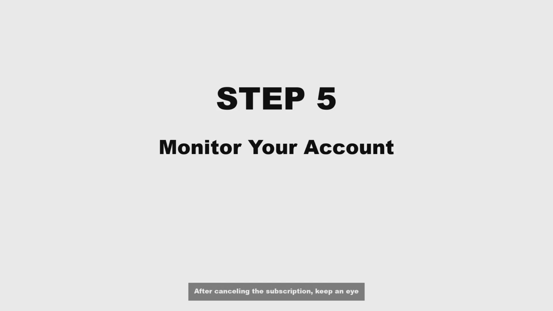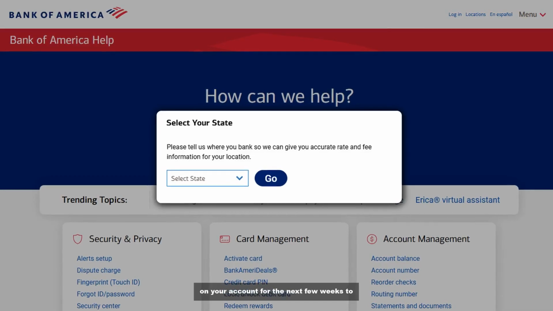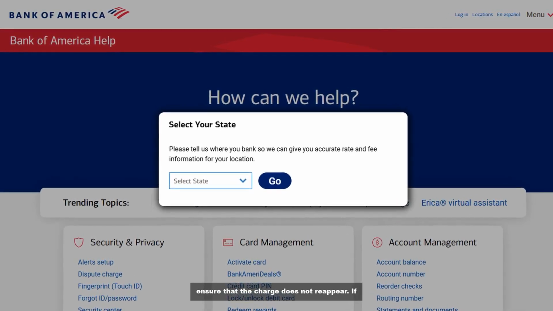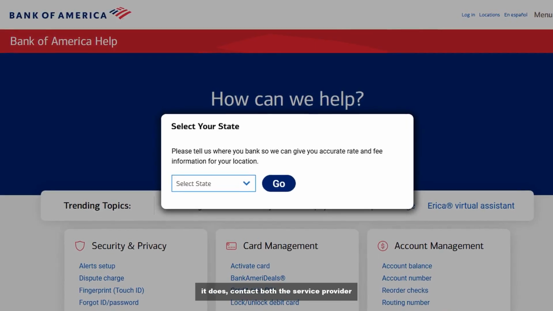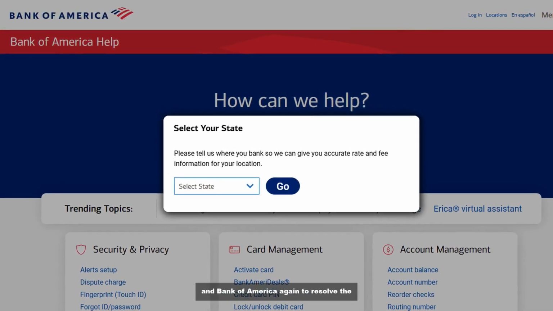Step 5. Monitor your account. After cancelling the subscription, keep an eye on your account for the next few weeks to ensure that the charge does not reappear. If it does, contact both the service provider and Bank of America again to resolve the issue.